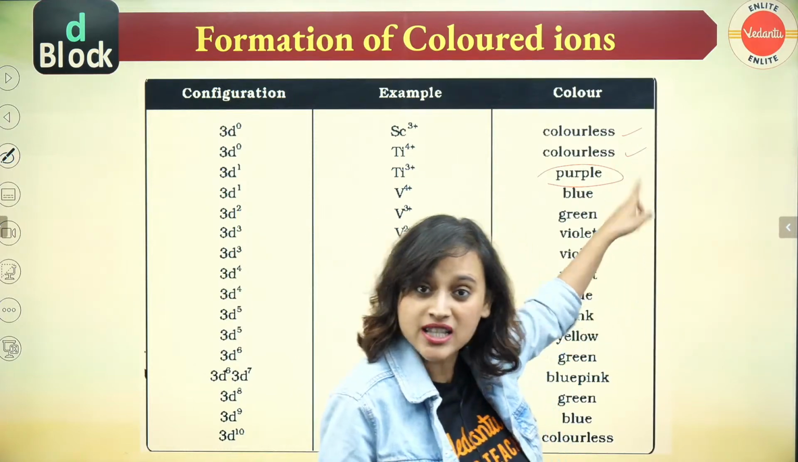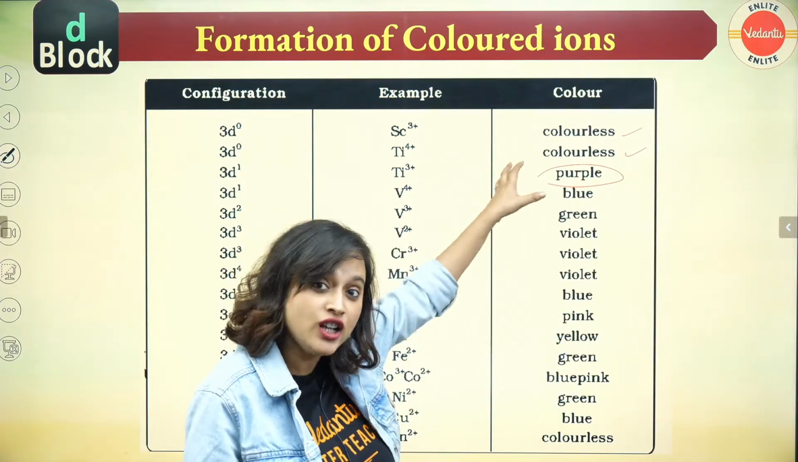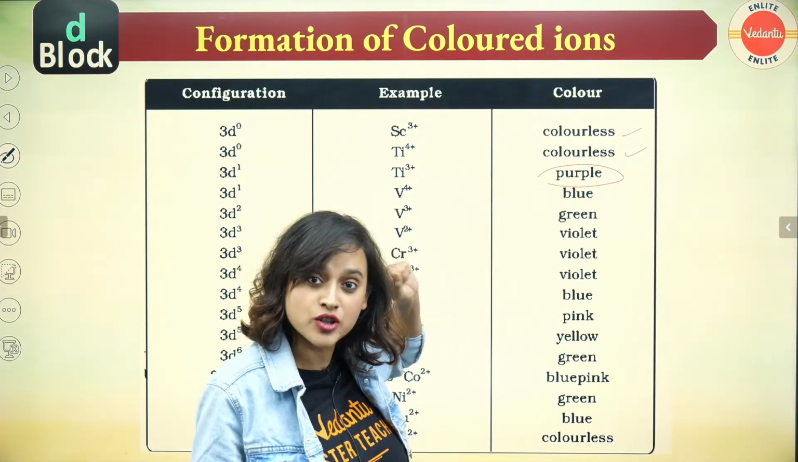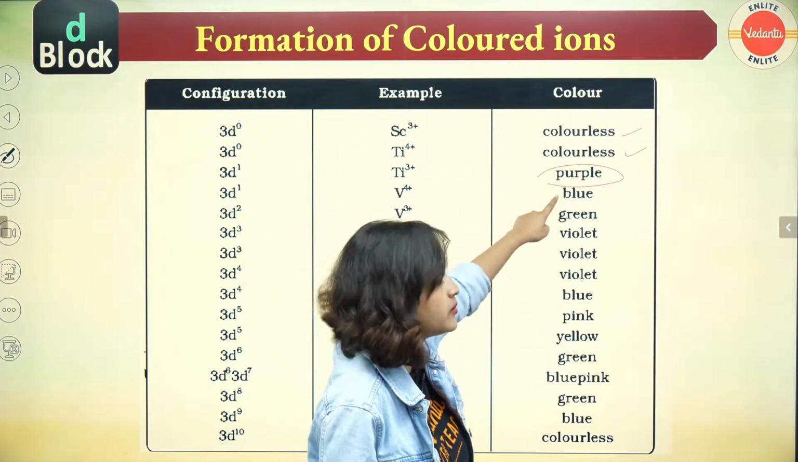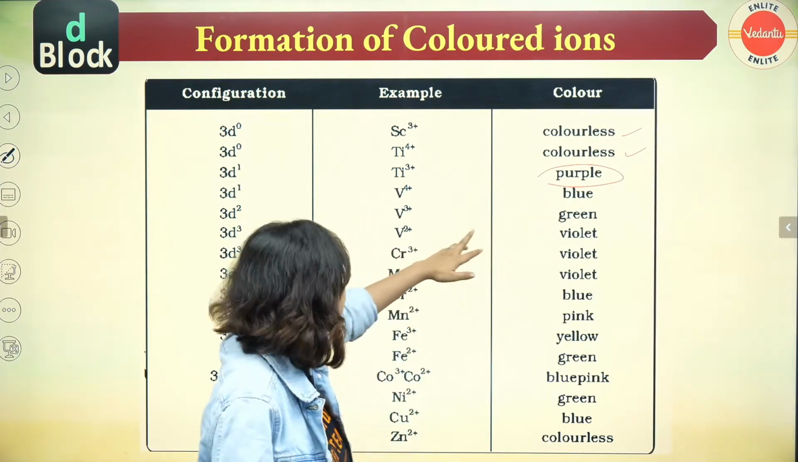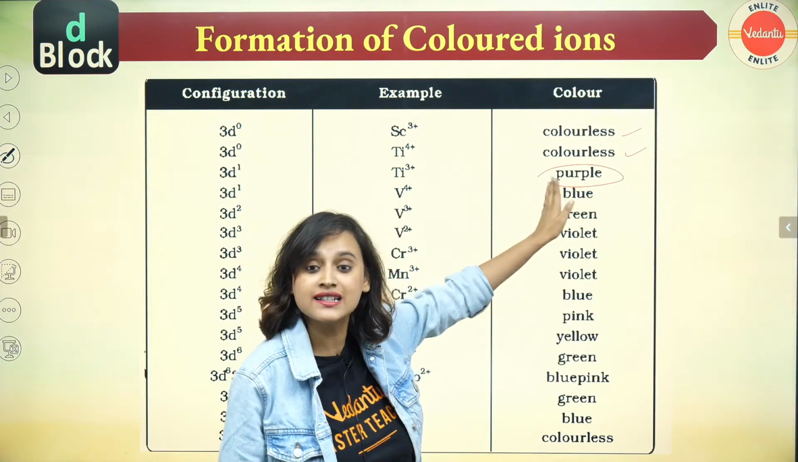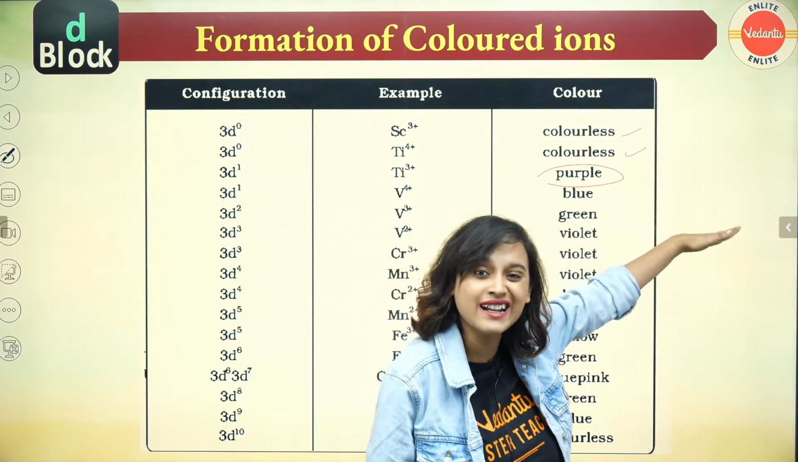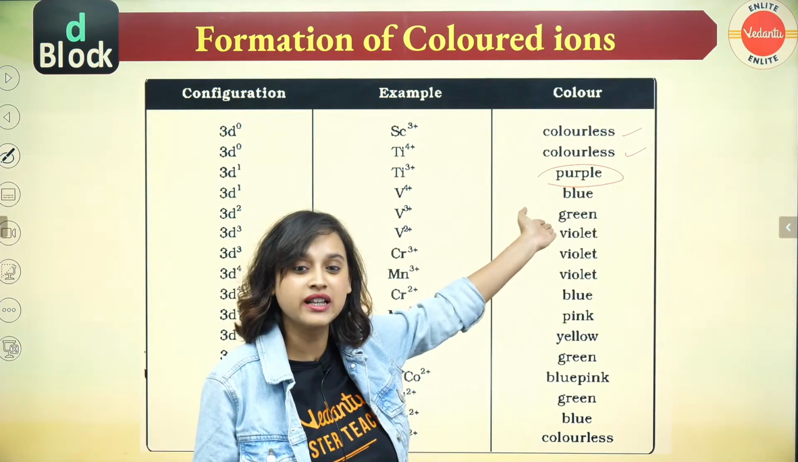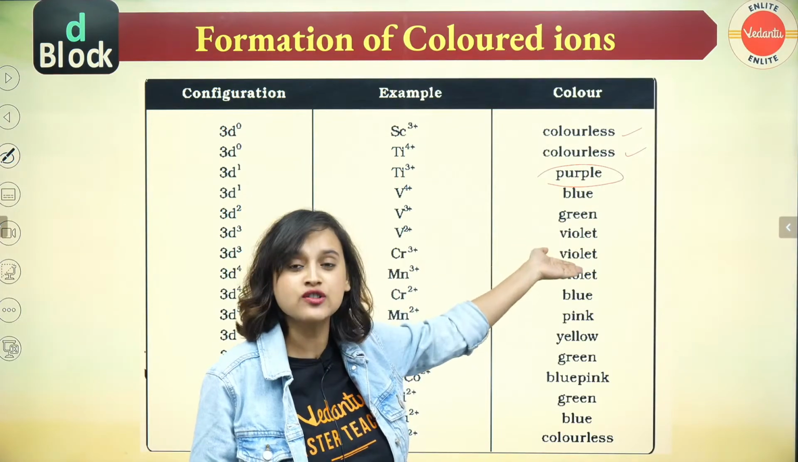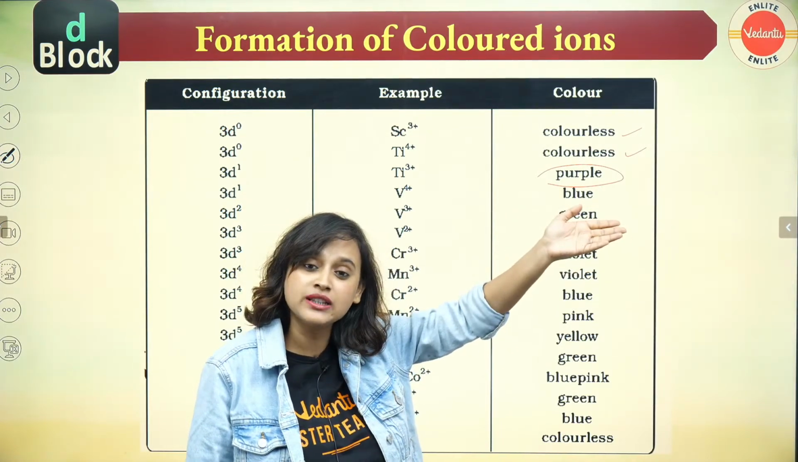Yes, it specifically absorbs the yellow color, and that's why you get to see the purple. Now here you get to see blue. Why? Because it is definitely absorbing the red color, and that is why you get to see blue, or you get to see green. Again, same thing. It is absorbing the red color.